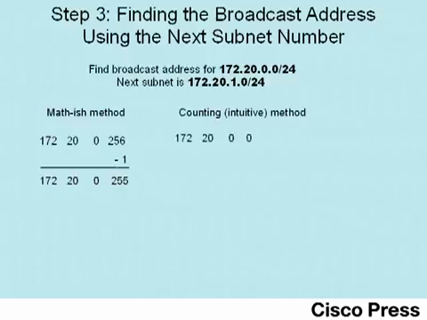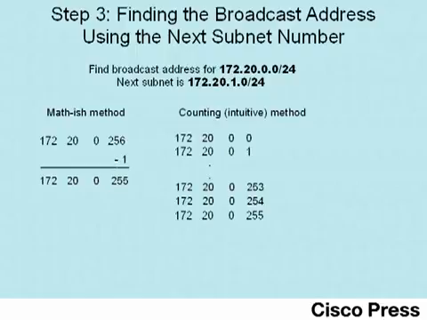For instance, here's the 0 subnet of 172.20.0.0, and the first IP address in the subnet is 172.20.0.1, and you keep adding 1 in the 4th octet. Now if you keep that up, you'll eventually get to 172.20.0.253, 0.254, 172.20.0.255, and then when you add 1 in the 4th octet again, you'd have 256.